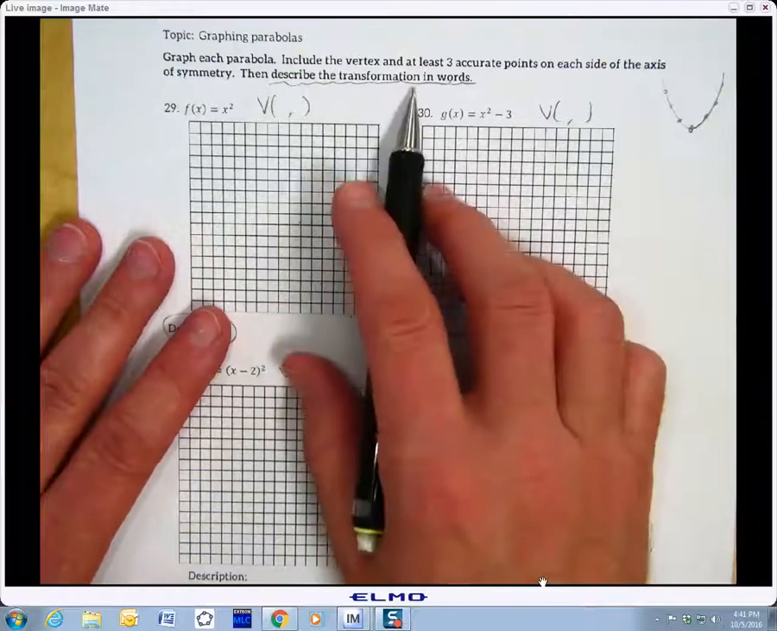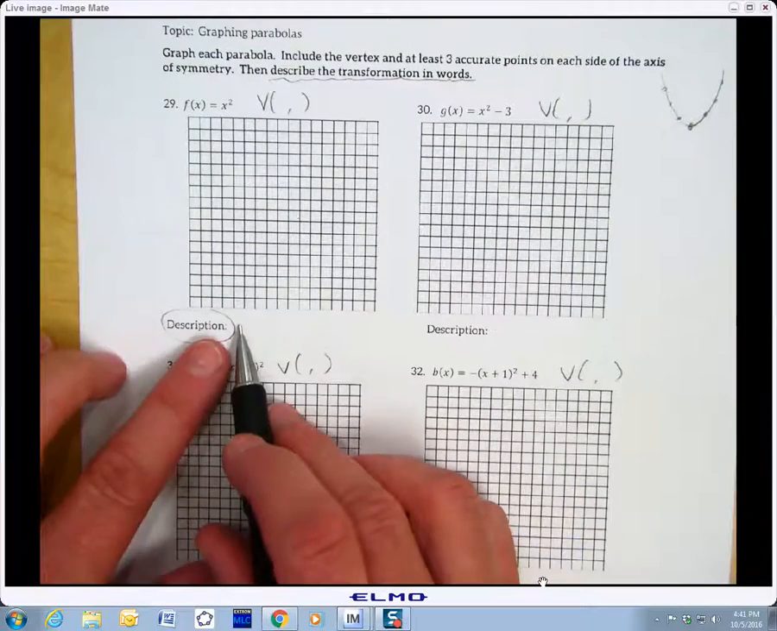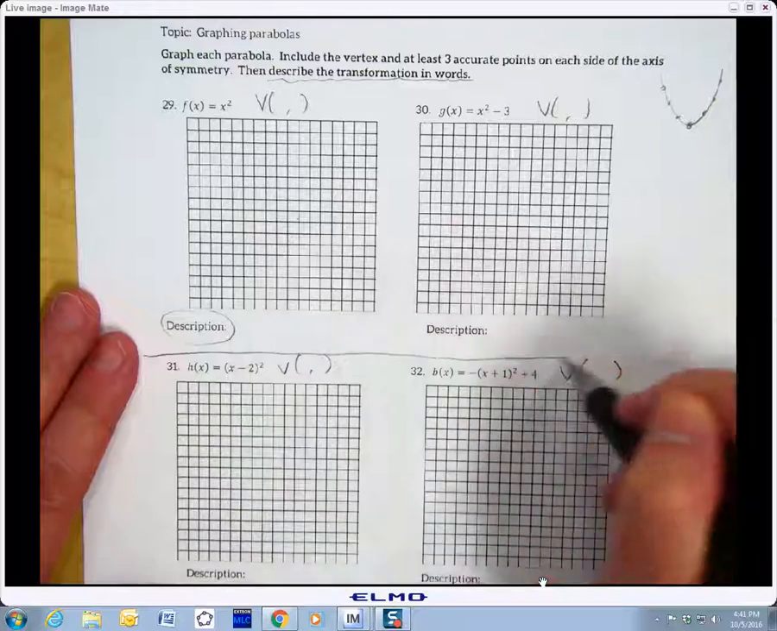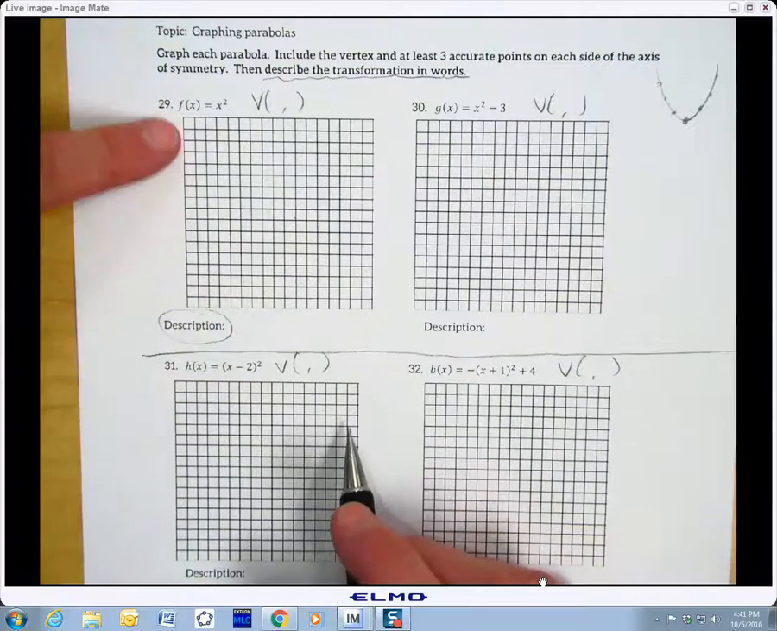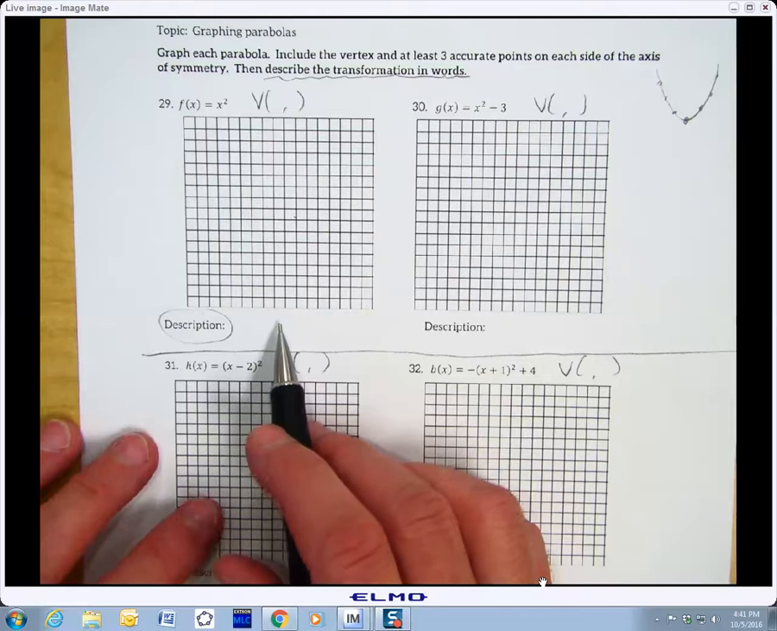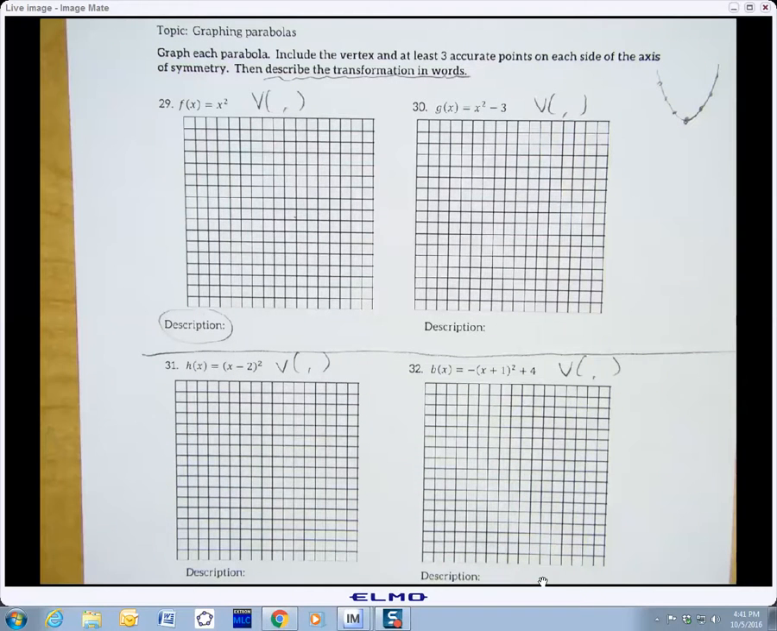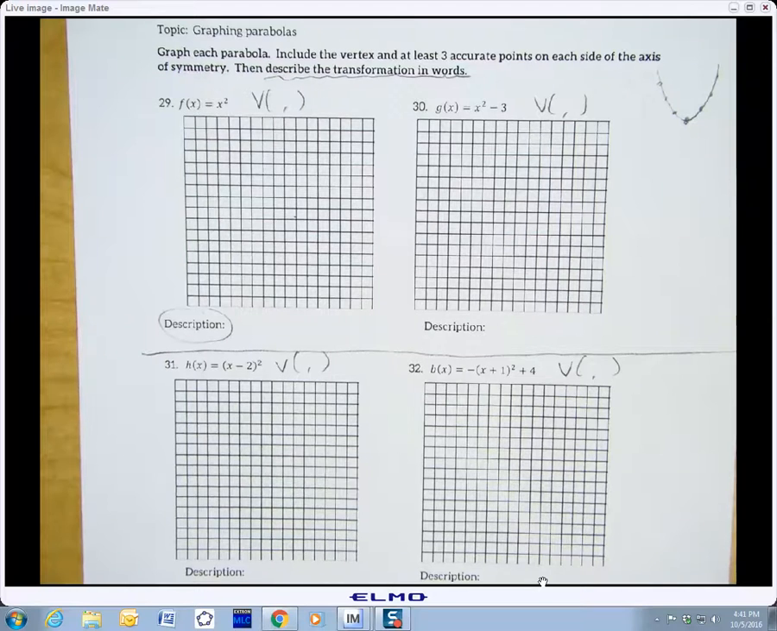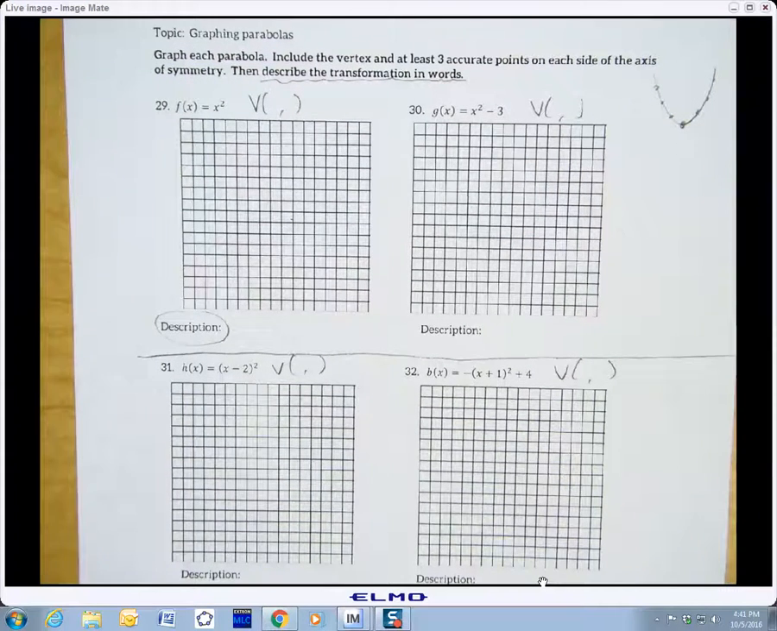All right, then describe the transformation in words. That's down here. So for 29 and 30, your description is below the graph. So a quick little description. When we say transformation, what we mean is, did you flip it upside down because there was a negative out in front? Did you shift it or translate it up or down or left or right? If you know which way it's been moved, you just tell us those in words.